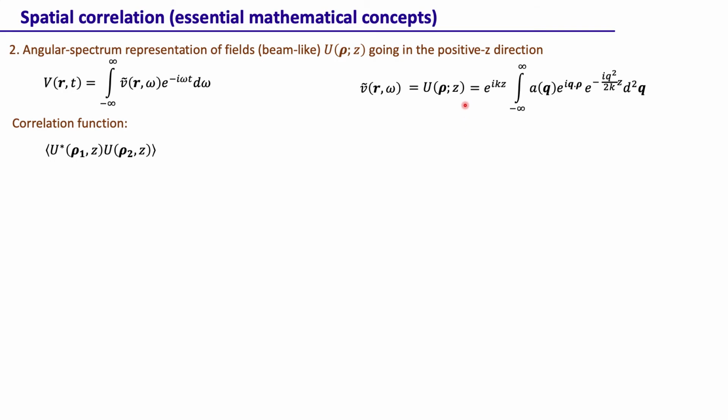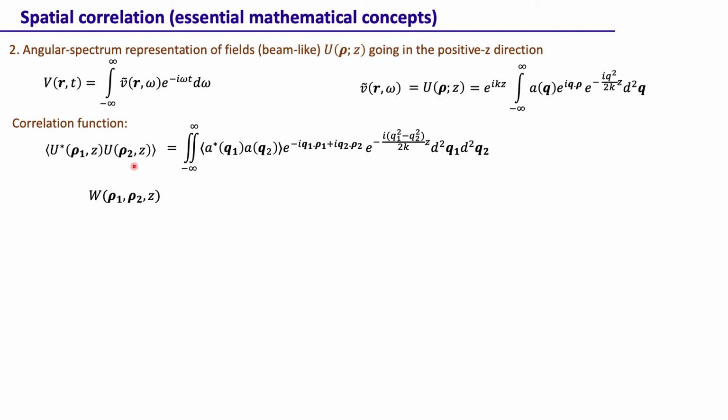Okay, now given this form of the field, then we can write this correlation function as a two-dimensional, or rather four-dimensional, integral, and this is an ensemble average. So all these quantities are non-random quantities. The only random quantity is A(Q), so the ensemble average is only over this one. So we have A star Q1, A Q2, and the remaining ones are like that. This one is called the cross spectral density function, W(rho1, rho2, z).